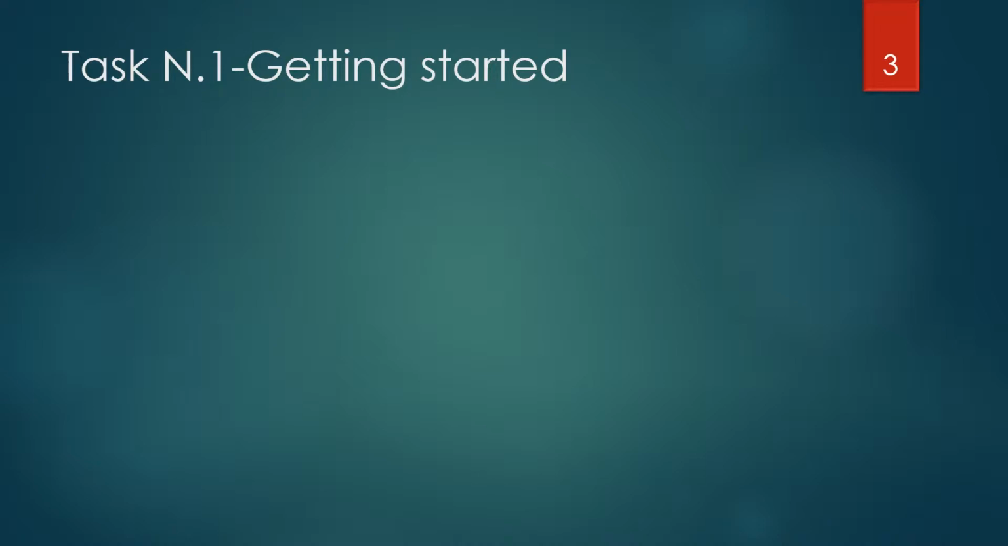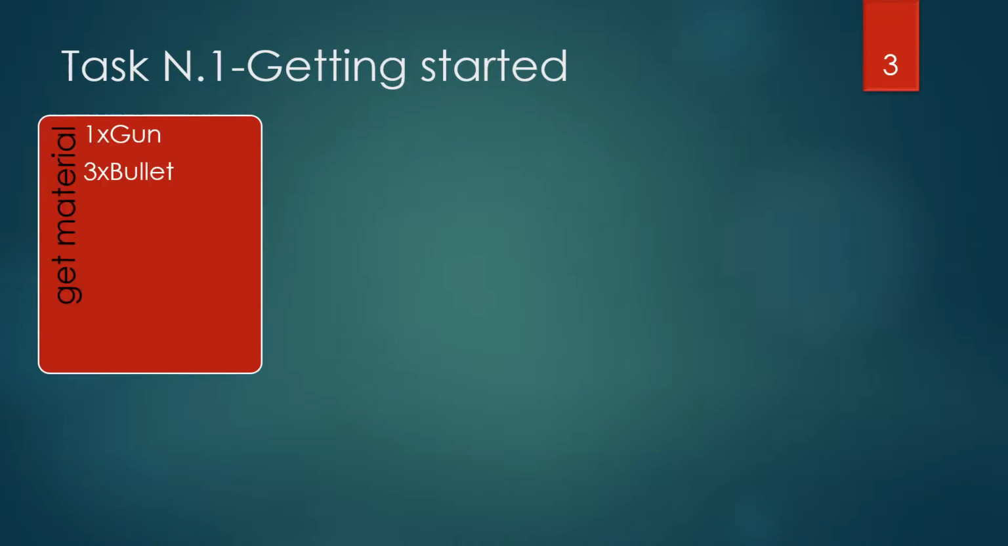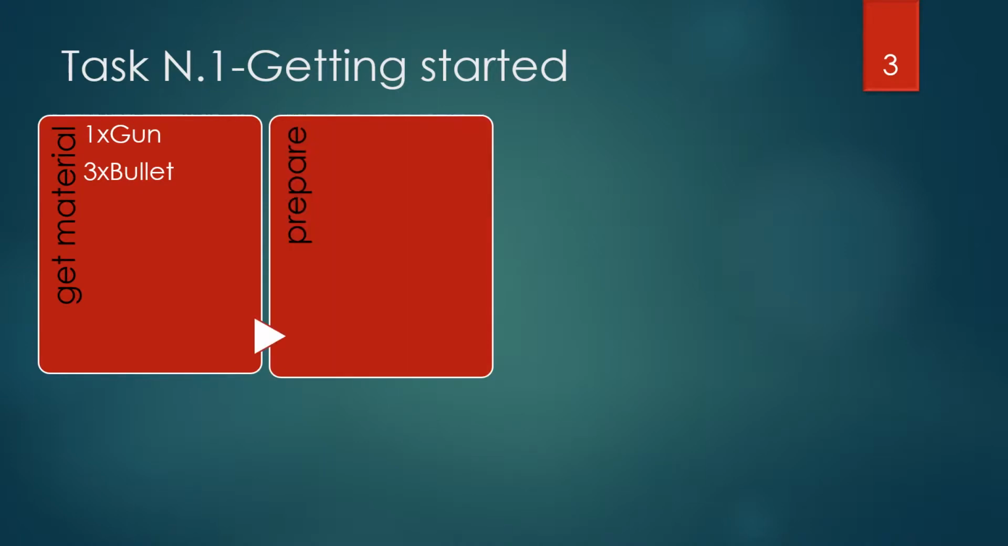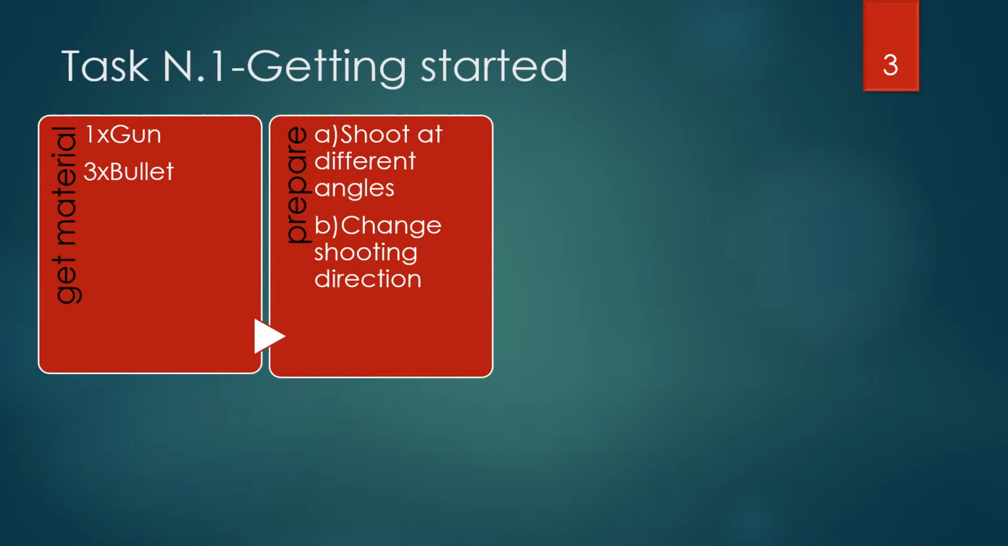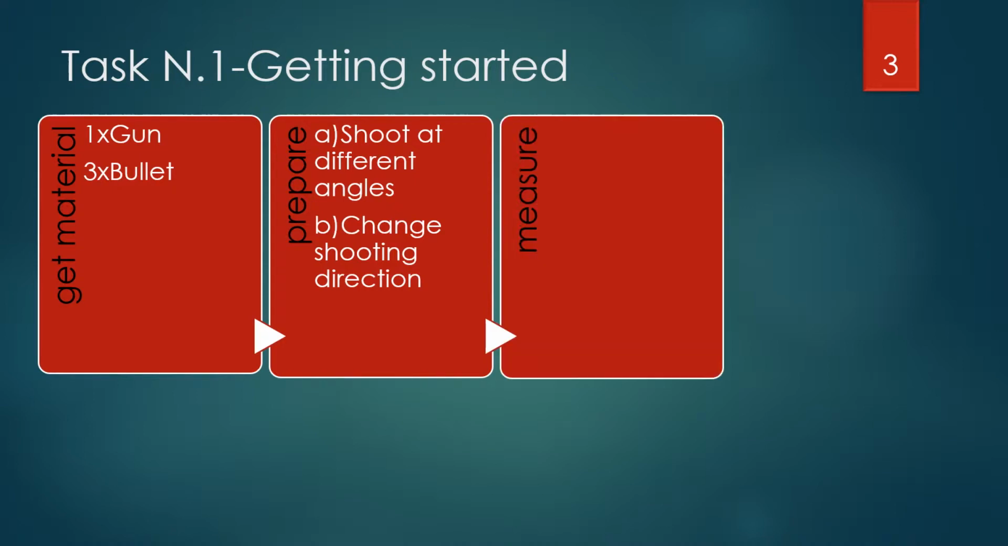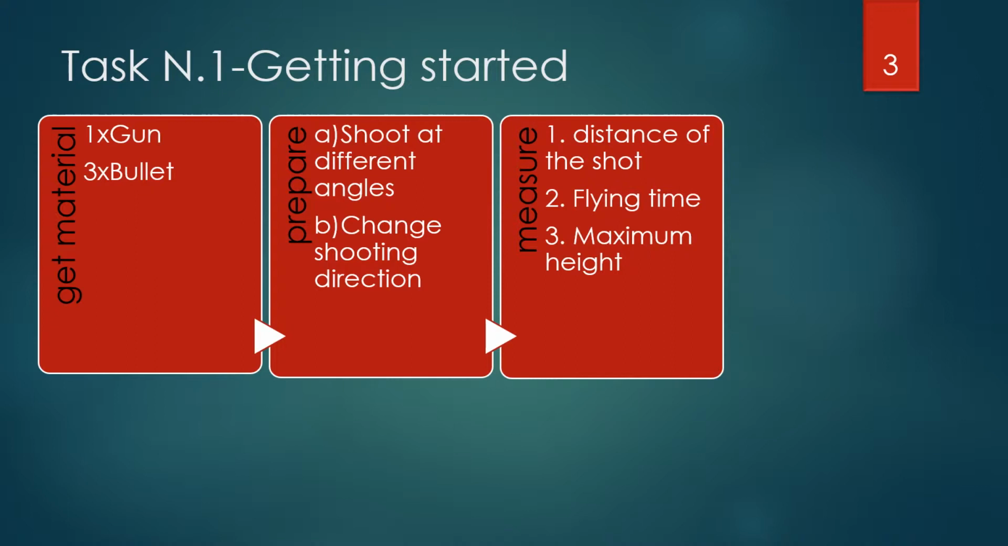So what we need is material: one gun, 3 bullets. We shoot with different angles in order to get the maximum range, and we know the maximum range we get for theta 45 degrees, and then we also change the shooting direction to eliminate the effect of the wind or any other disturbances. And we measure the distance of the shot, the flying time, and the maximum height.